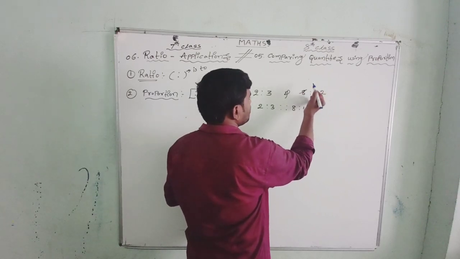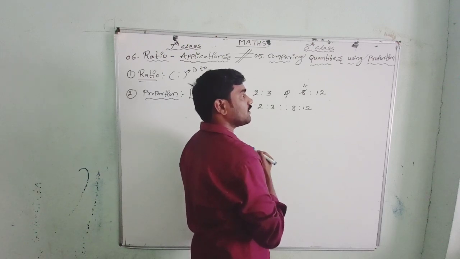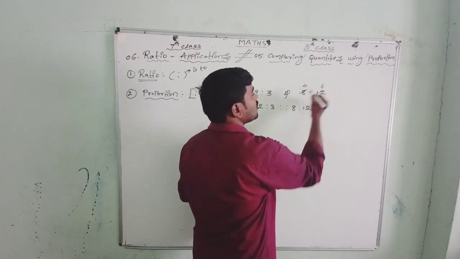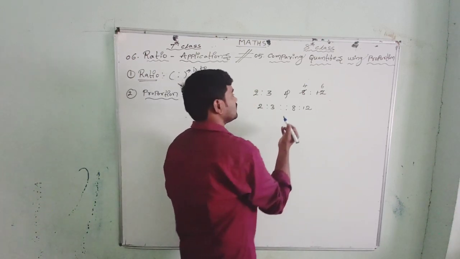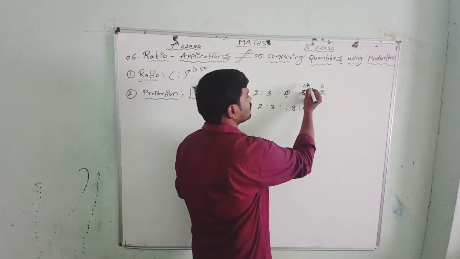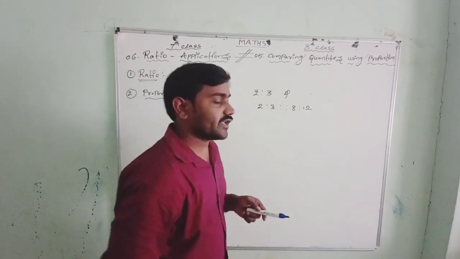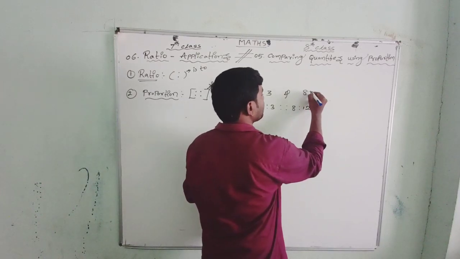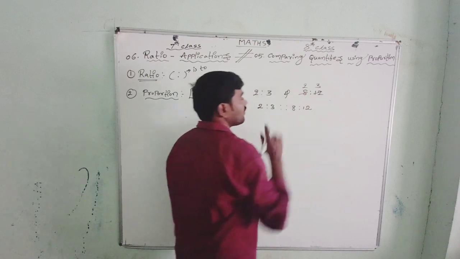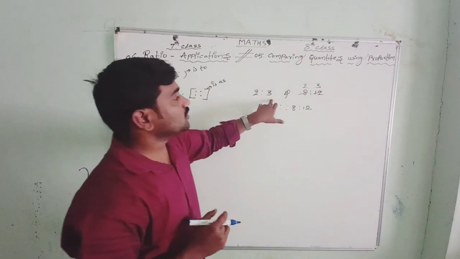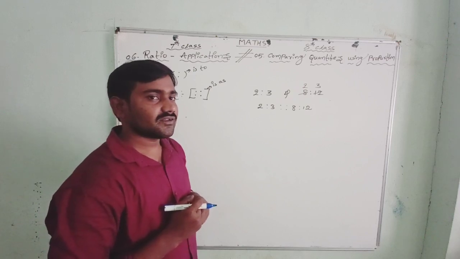Then here, 2 4s are 8, 2 6s are 12. Sorry, let me cancel in the 4 table, not in the 2 table. 4 table. 4 2s are 8, 4 3s are 12. So 2 is to 3, 2 is to 3. You got the same? Yes.